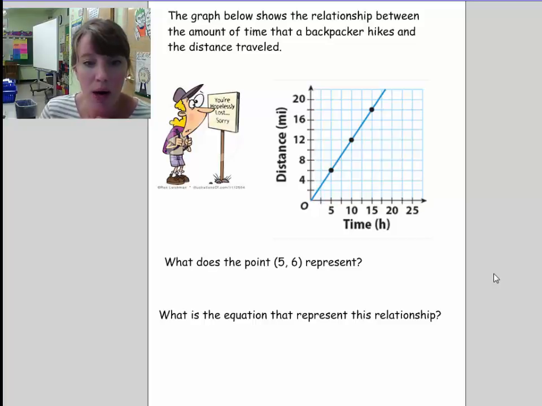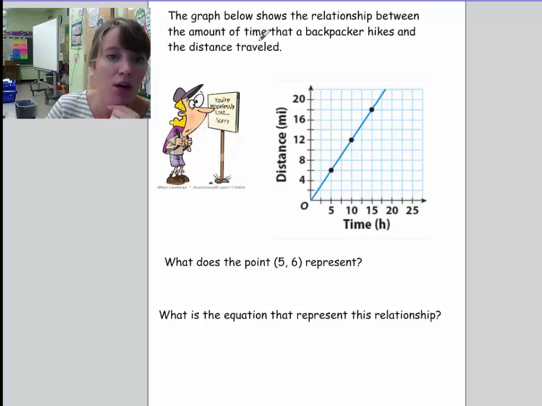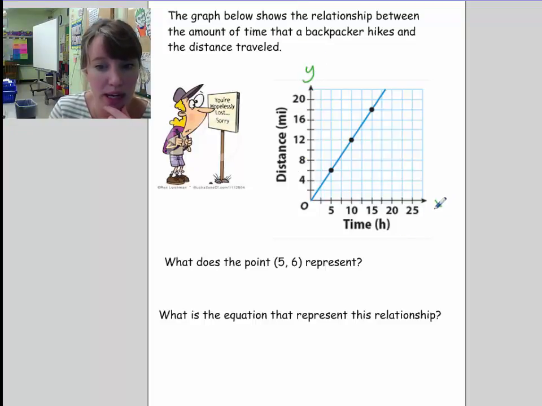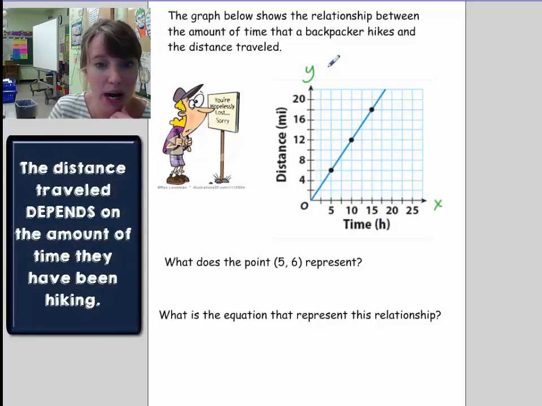Okay, so now I want to talk about looking at another type of graph and figuring out from it what a point means and what the equation of the line is. The graph below shows the relationship between the amount of time that a backpacker hikes and the distance that they travel. So the distance that they travel is going to be the y variable, and the amount of time that they hike is going to be the x variable. That's because the distance that they travel depends on the amount of time that they've been hiking. The y is always the dependent, and the x is always the independent.